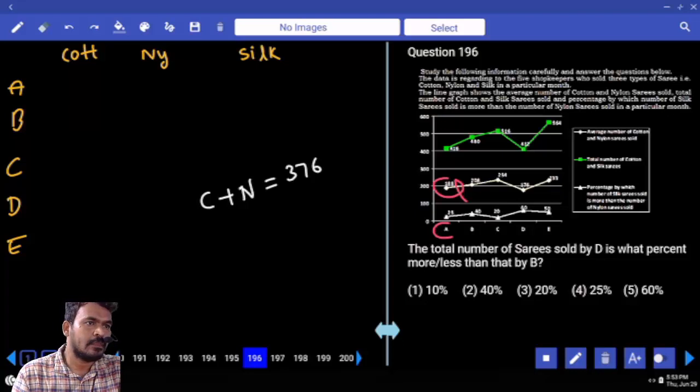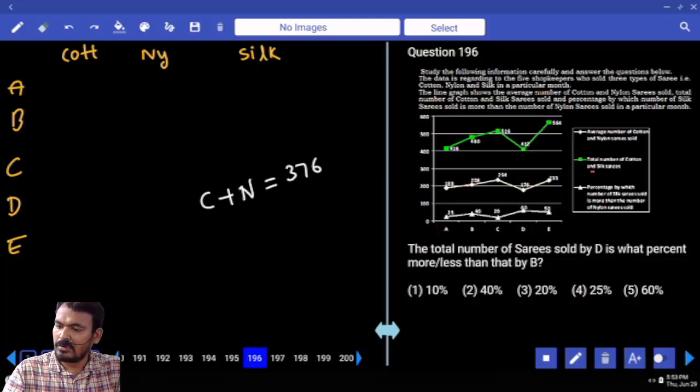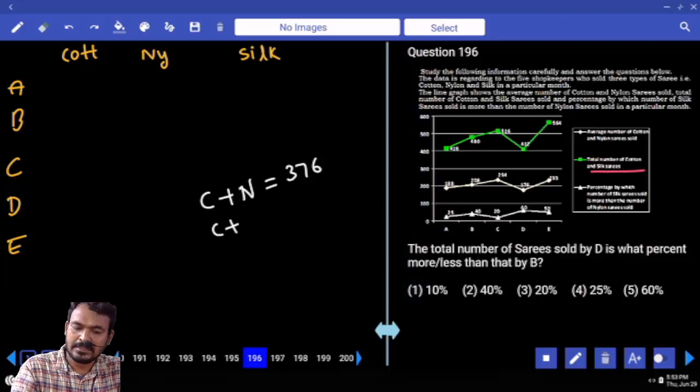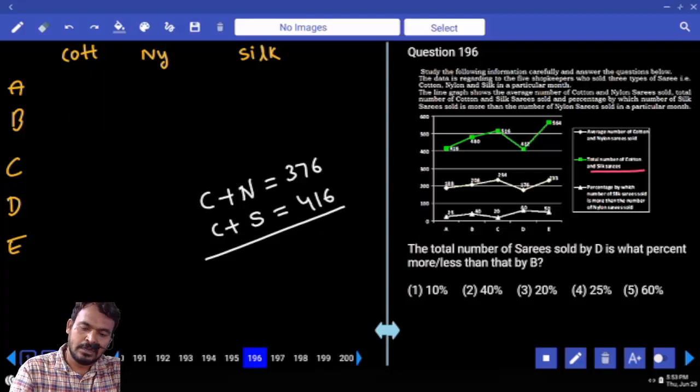What is the next line? Total number of cotton and silk sarees is how much? 416. Cotton plus silk equal to how much? 416. These two difference equal to which one? Silk minus nylon equal to how much? 40.